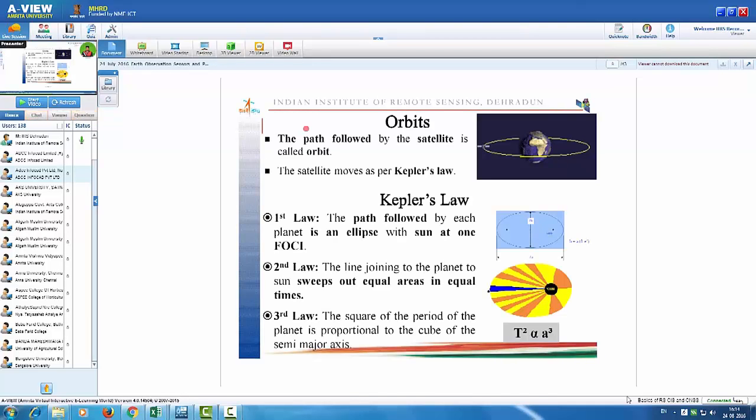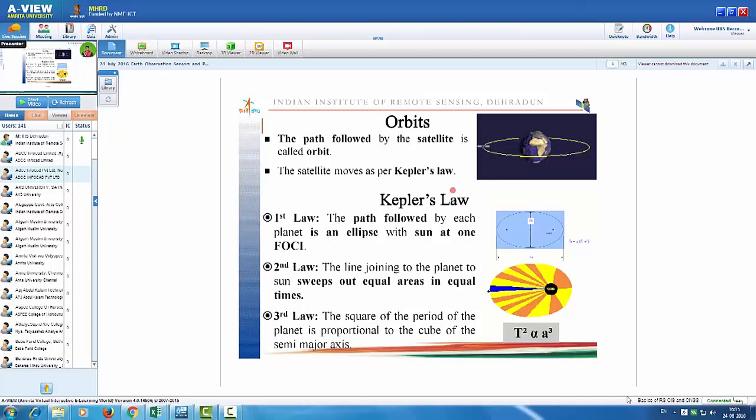Now coming to how a satellite revolves around the Earth. Before that, you should know that the path followed by the satellite is called an orbit. Suppose this is your Earth, which is rotating from west to east, and the satellite is revolving either from north pole to south pole or along the equatorial plane. That is also called the path. The coverage of that particular area is called the swath, which I am going to explain in an upcoming slide.